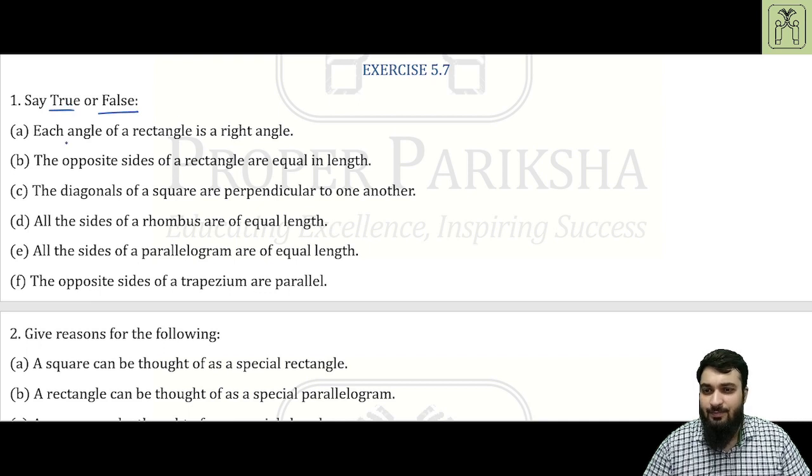Okay, very easy. Part A, each angle of a rectangle is a right angle. Yes, it is true. Each angle of a rectangle is a right angle, opposite angles are equal, and diagonals bisect each other, diagonals are equal, opposite sides are equal and parallel. Okay, chalo, adjacent angles make supplementary.